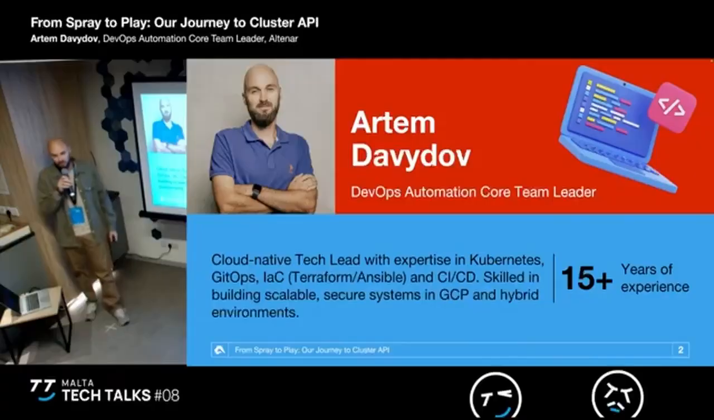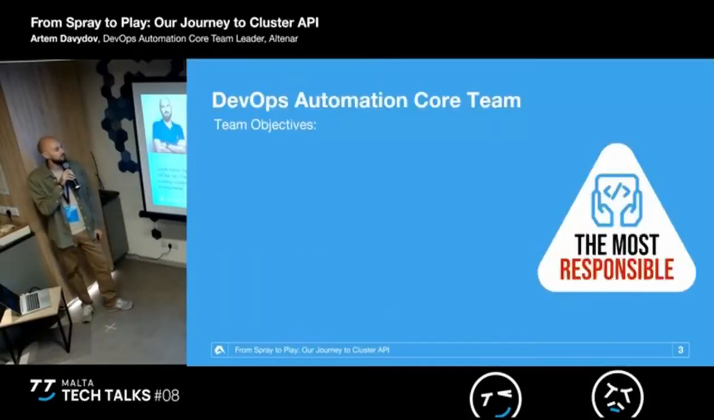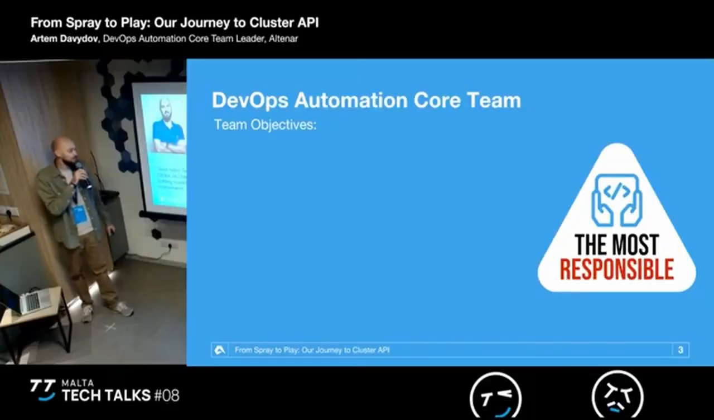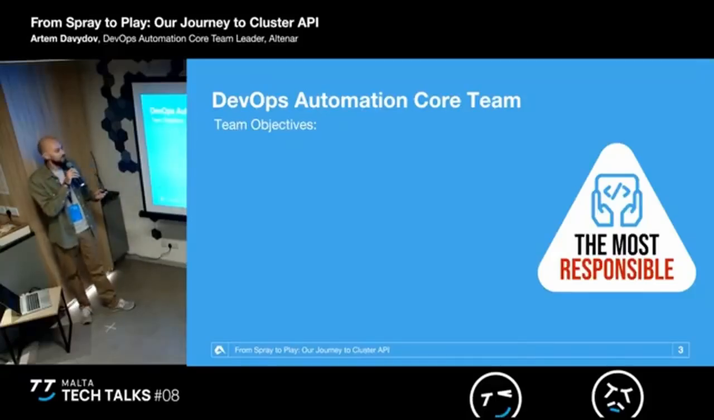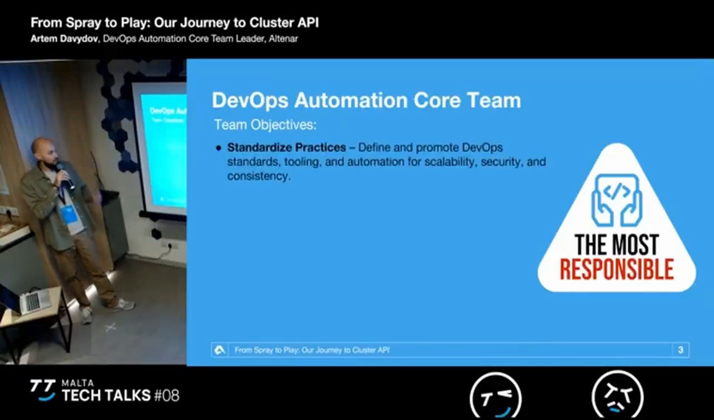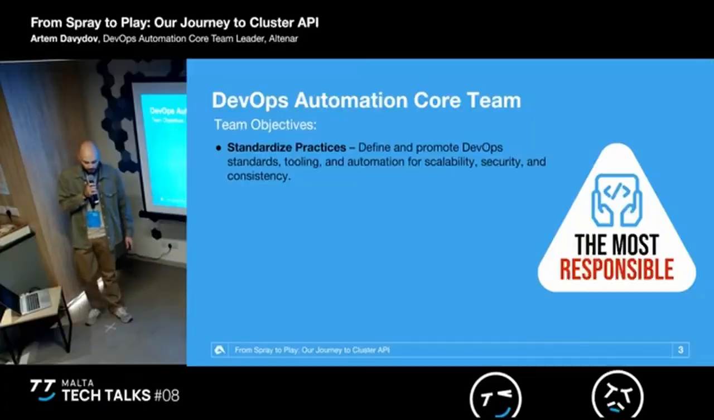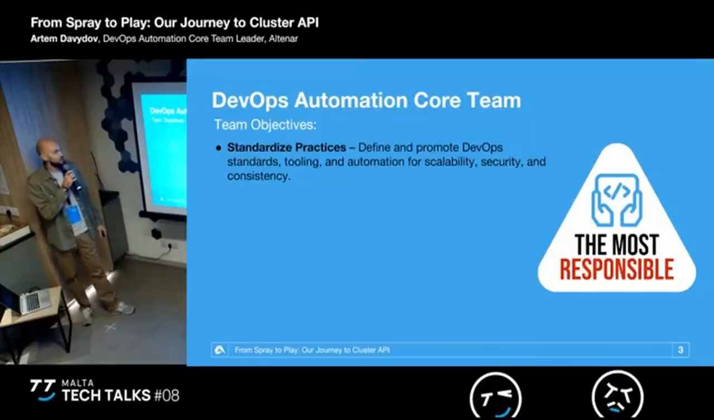First of all, let me introduce myself. My name is Artem Davydov. I'm DevOps Automation Core Team Leader, Cloud Native Tech Lead in Altenar with expertise in GitOps, Kubernetes, CI/CD, GCP, and hybrid environments. A little bit more about my current position and about the core team.